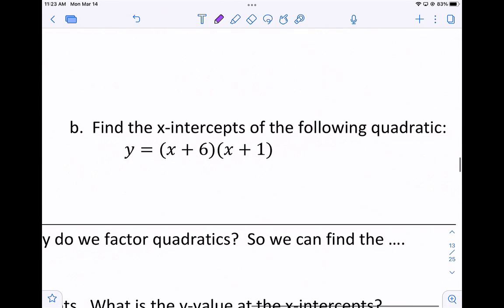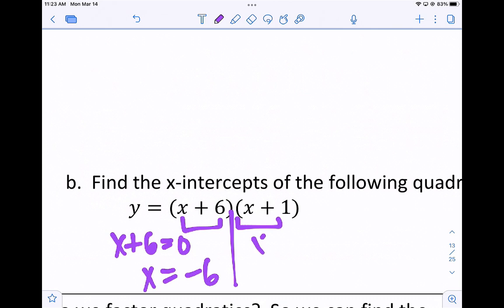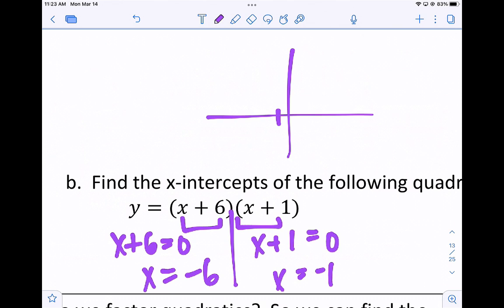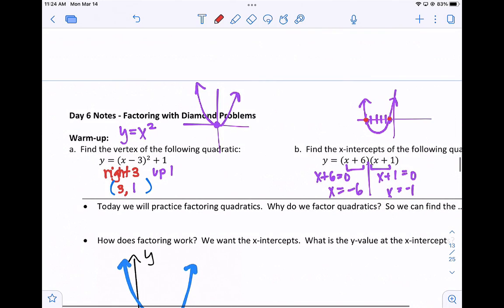So the factors help us find the x-intercepts of the quadratic, and we learned that the factors are going to be the opposite of what's in the parentheses, or what makes it 0. So we have x plus 6, what makes that 0, and it will be negative 6. We have x plus 1, what makes that 0, and it will be negative 1. So what we're finding is at negative 1 and negative 6, those would be the x-intercepts of the graph. So factored form gives the x-intercepts. Vertex form gives you the vertex of the quadratic.